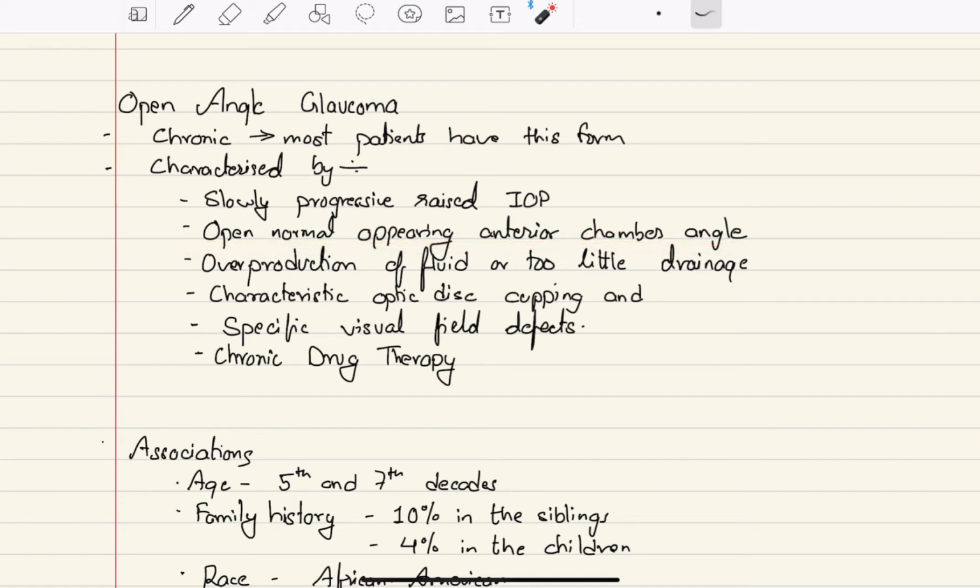And since the angle is open, the rise in the intraocular pressure might be due to either overproduction of fluid or too little drainage of the fluid. And there is characteristic optic disc cupping and specific visual field defects. So the specific visual field defect is that peripheral vision is lost first, followed by the central vision. And often patients with this type of glaucoma go into chronic drug therapy.